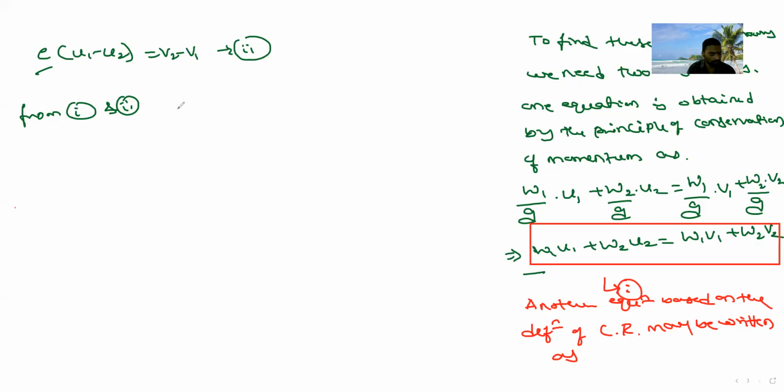the unknown velocities V1 and V2 may be found. So this is all about the impact theory. Have you written?